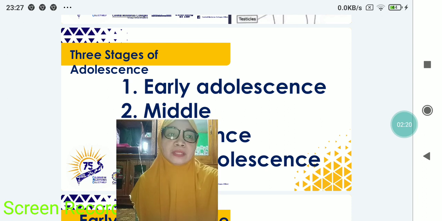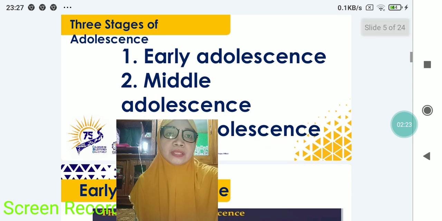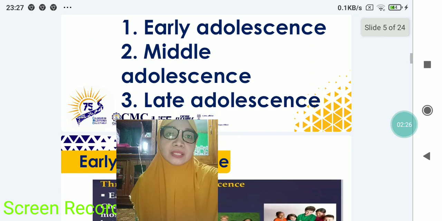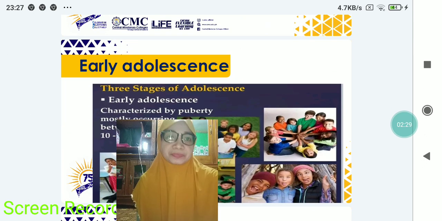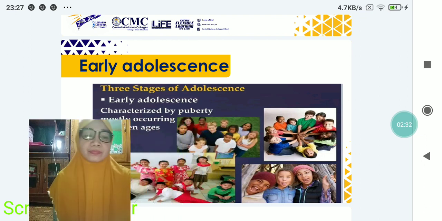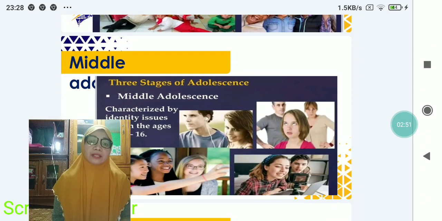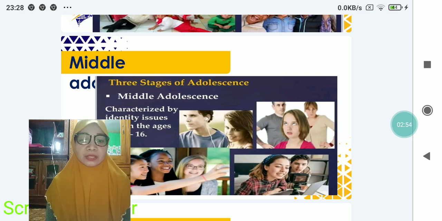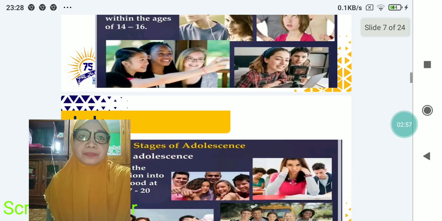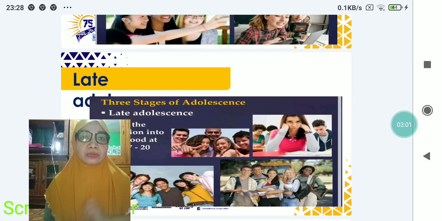The three stages of adolescence: early adolescence, middle adolescence, and late adolescence. Early adolescence is characterized by puberty, mostly occurring between ages 10 to 12 years old. Middle adolescence is characterized by identity issues, within the ages of 14 to 16 years old. These are the high school students, second year to fourth year, like that.